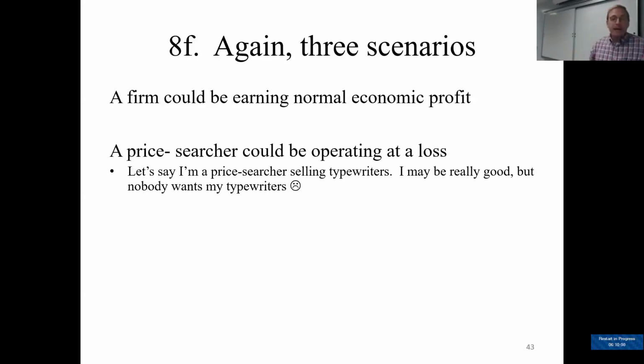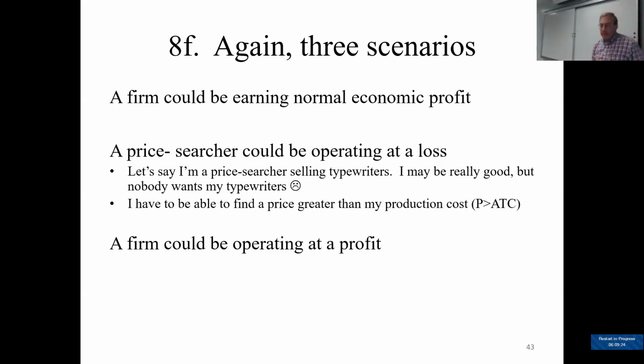As I said, I could be the price searcher selling typewriters. I'm making a highly differentiated product. It's 1974, and I'm making a lot of money. But eventually, early 1990s roll around, personal computers get cheaper and cheaper. Just because I'm the only one making typewriters doesn't mean I'm going to be able to make a profit. So eventually, I may be really good, but that demand curve is so low that I cannot get a price of production that is equal to or higher than my average cost of production. I'm going to go out of business.